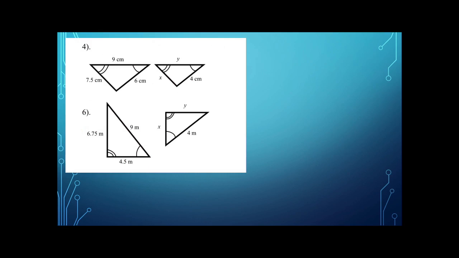Okay, let's look at question 6. Actually, we won't do question 4 because it's similar to the other questions. We're going to do question 6. Now, question 6 here, we notice that they're orientated in a different way. So I'm going to redraw question 6.